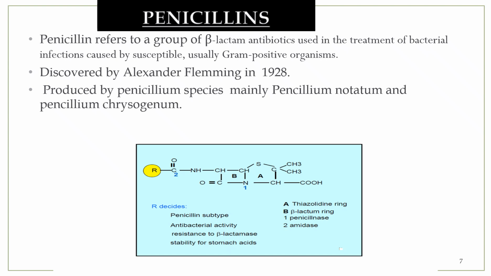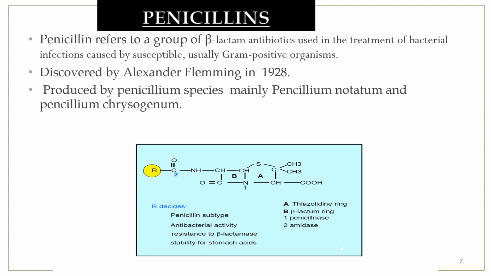Now we'll see the first one, that is penicillins. Penicillins refers to a group of beta-lactam antibiotics used in the treatment of bacterial infections caused by susceptible, usually gram-positive organisms. And they were discovered by Alexander Fleming in 1928 and produced by Penicillium species, mainly Penicillium notatum and Penicillium chrysogenum.